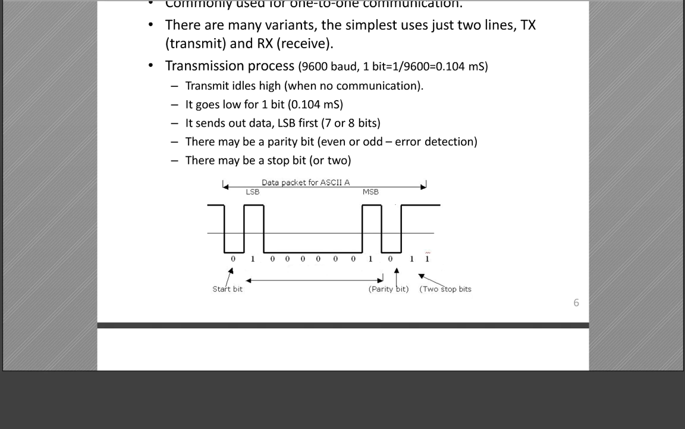For parity, we count the numbers of ones in the packet. Okay, and all of the ones plus the parity must be even. For example, here how many ones do we have in our data? 1 and 1. We have 2 ones. Here in binary 1 0 0 0 0 0 0 1.